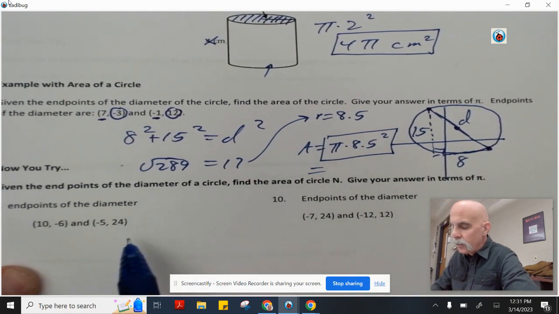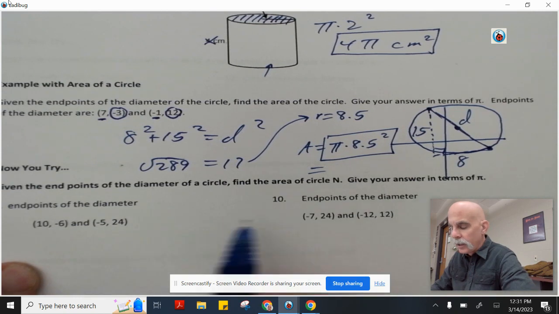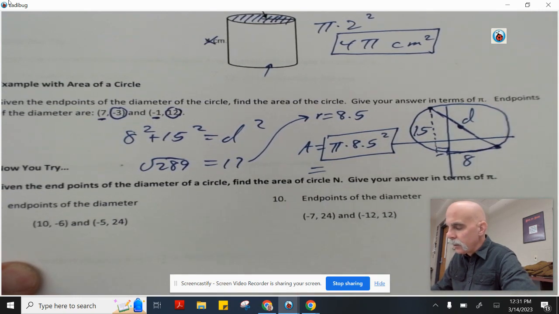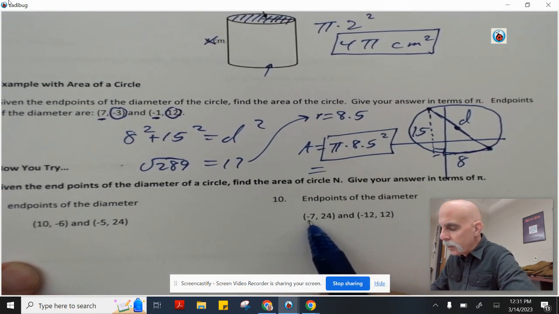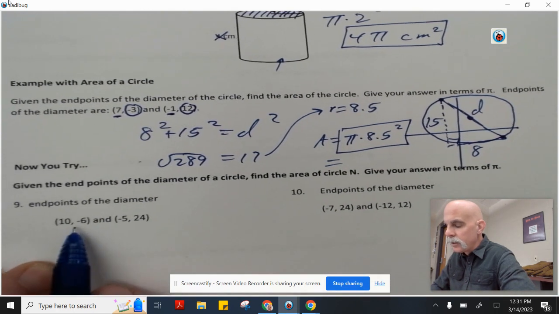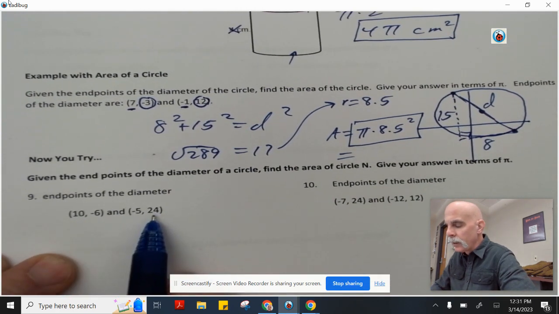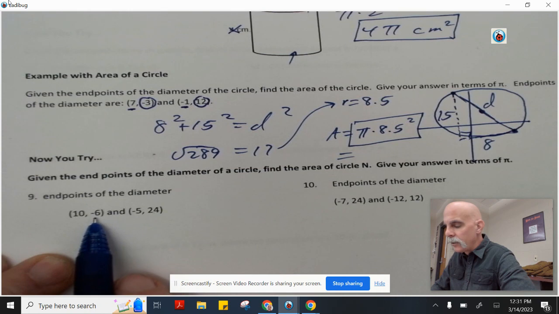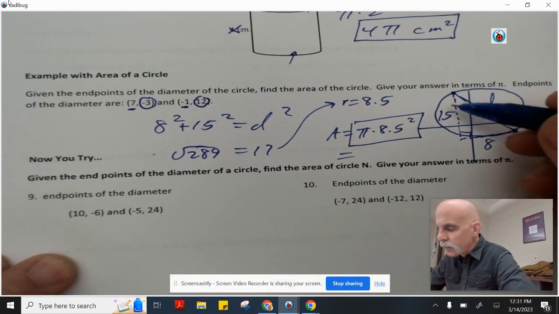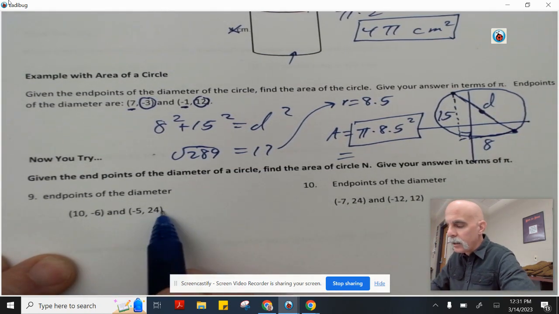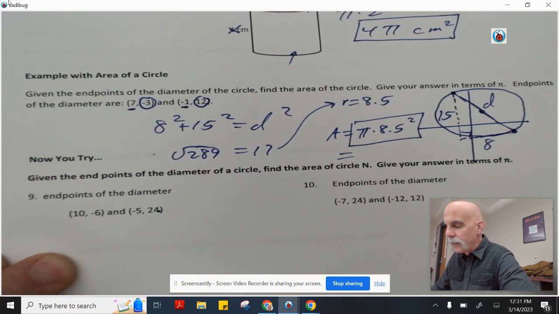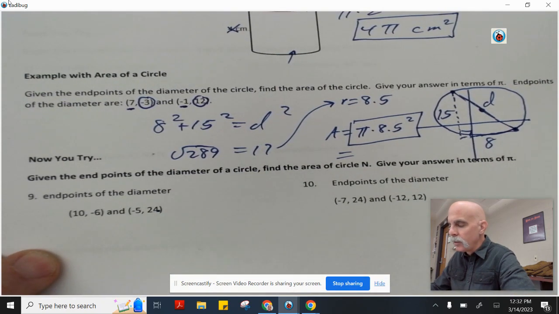So you may want to pause the video now and try these two. They are the exact same process. But notice the negatives and positives and all that business. For example, if I went up 24 and down 6, well, that side of the triangle would be 30. So just pay attention to that. So pause the video now and do those.